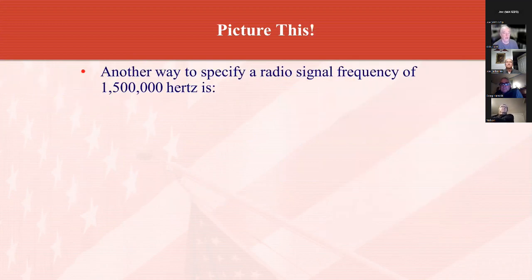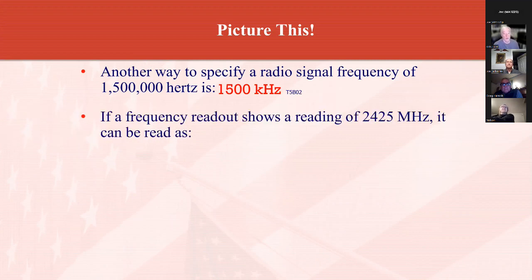Okay, here we go. Now you should all be able to do this. Another way to specify a radio signal frequency of 1,500,000 hertz is, this is one, but there is another way. Does anyone know the other way? Okay, 1.5 megahertz. It's not on the slide. I'm thinking, where is it? They didn't give me that answer. Well, it's true. Again, this is simple.